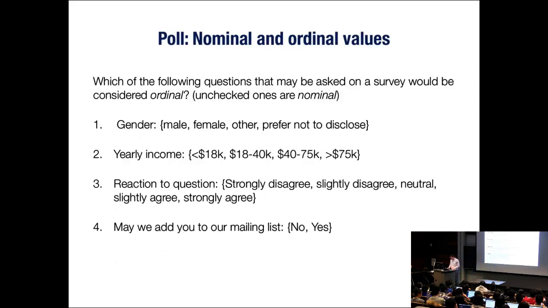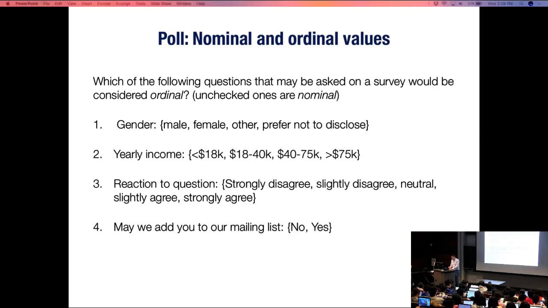All right, so let's have a few polls now of examples here. The first poll is going to be about nominal and ordinal values. For each of these cases, the thing is either nominal or ordinal. Let me just open the poll. Check it in the poll if you believe it is ordinal, and leave it unchecked if you think it is nominal.